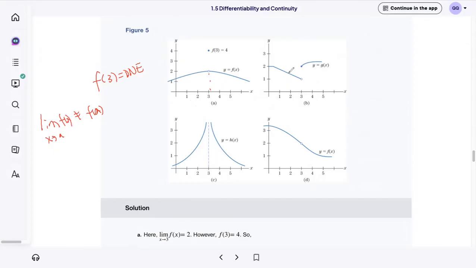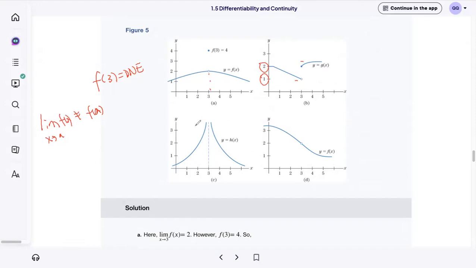But this one, of course, has a left limit and a right limit. The left limit is 1. The right limit is 2. Of course, they're not equal to each other. The function value is 2. So this equation does not hold.